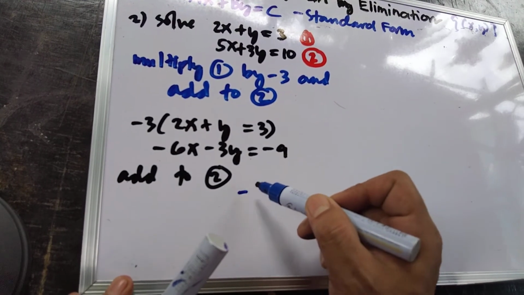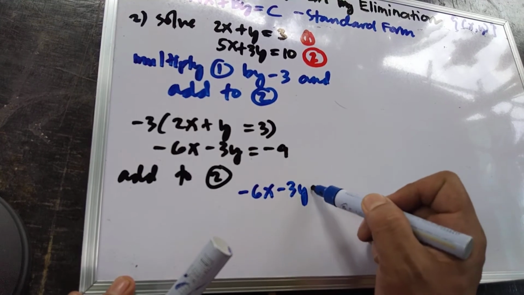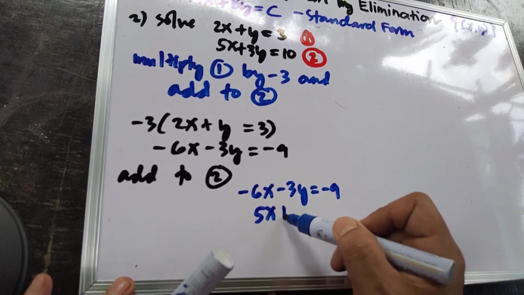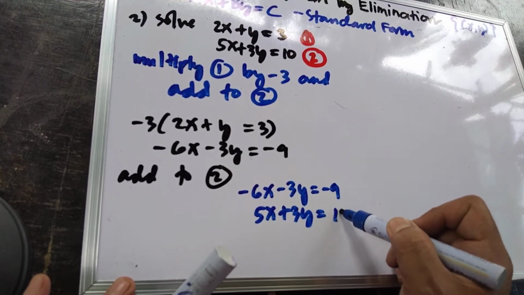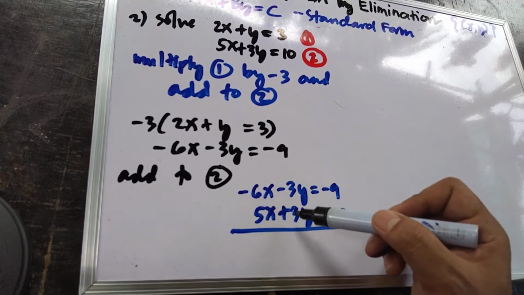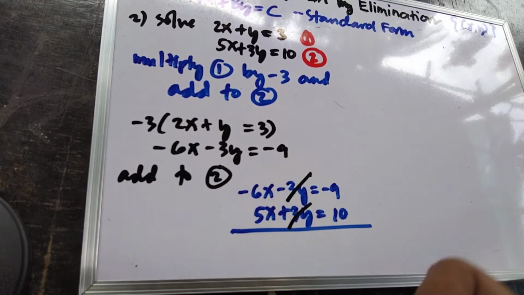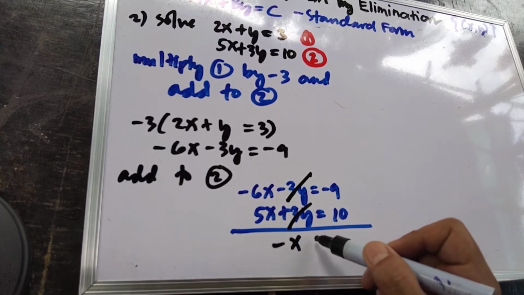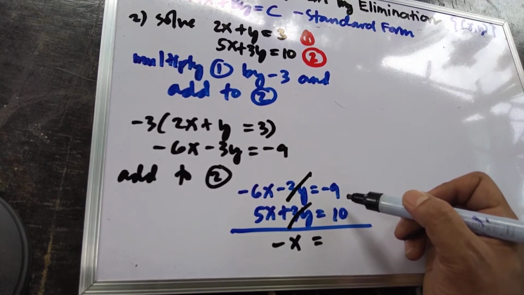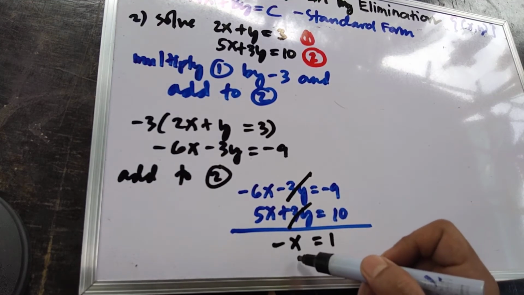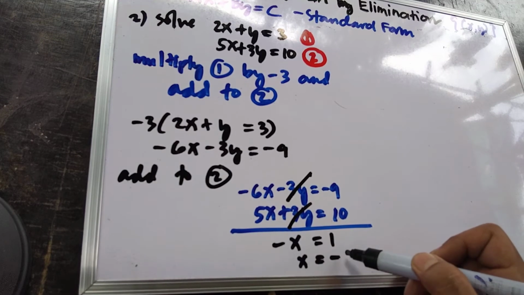You have negative 6x minus 3y is equal to negative 9. What is our equation 2? 5x plus 3y is equal to 10. Very clear, we can directly see negative 3 plus 3 is 0, so we could cancel out. Then we have negative 6 plus 5, and that is negative 1. So, negative x is equal to negative 9 plus 10, that is positive 1. Okay, so we will multiply both sides by negative 1. So it follows that our x is equal to negative 1.